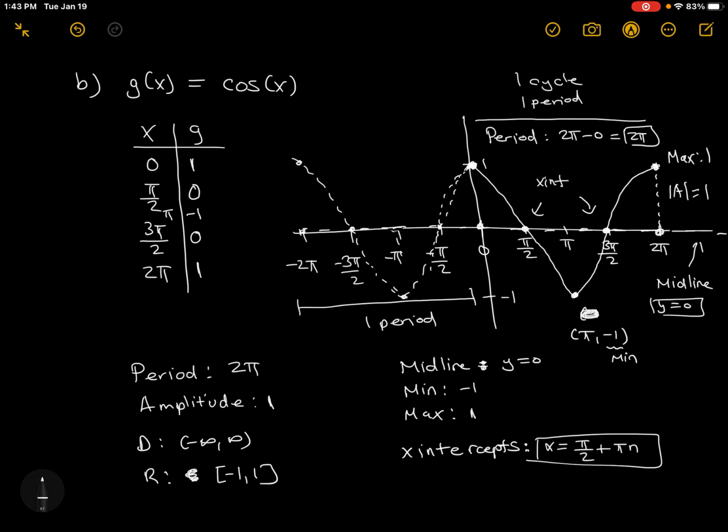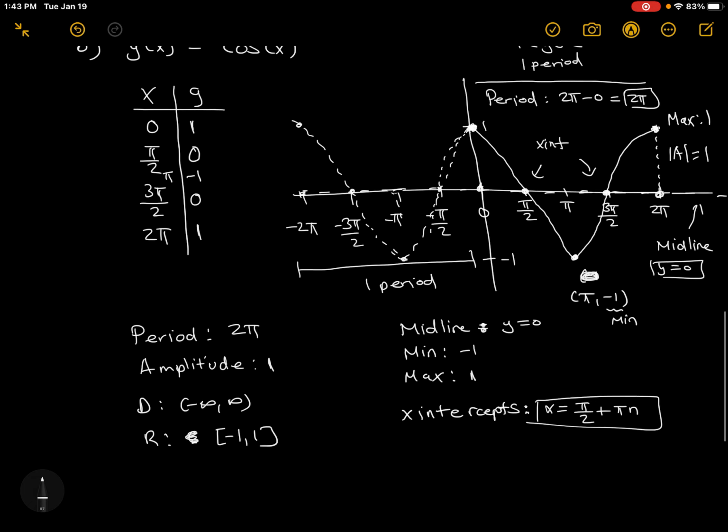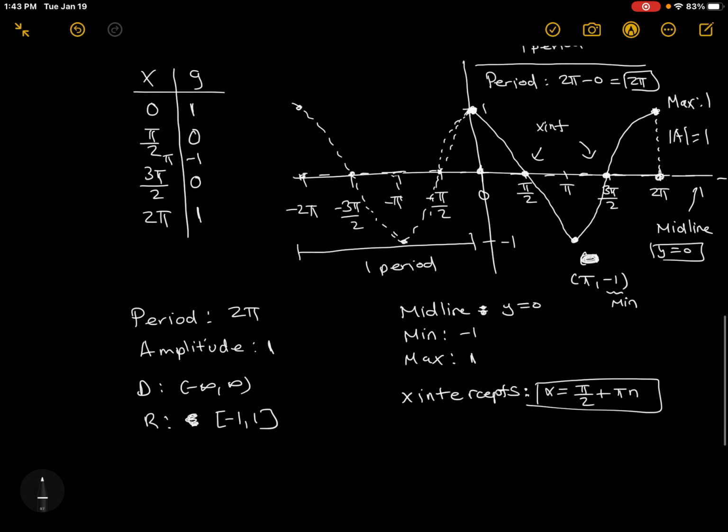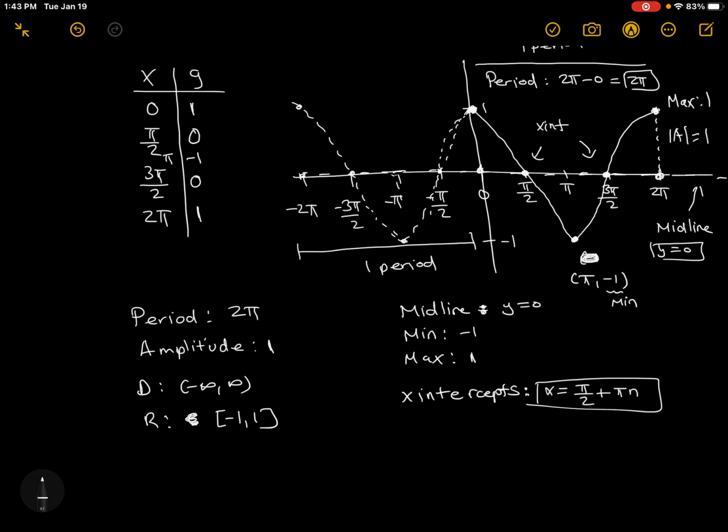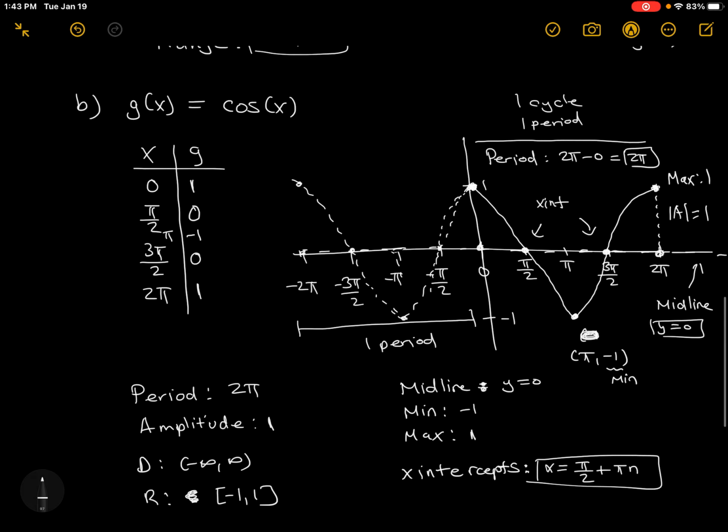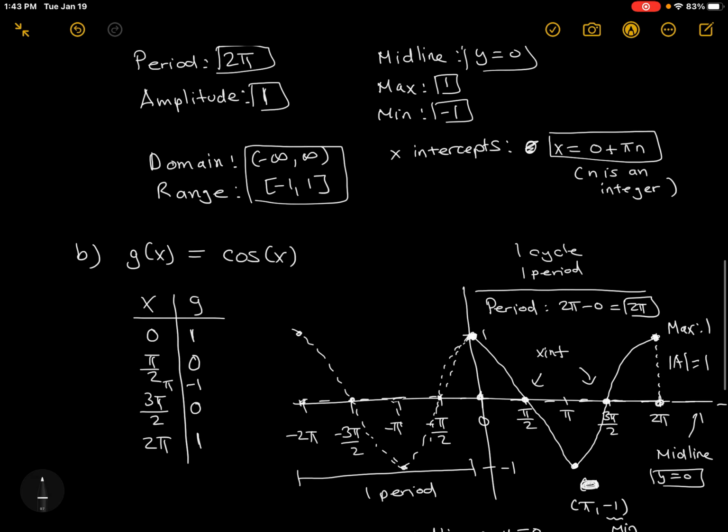So you don't have to write n as an integer on a quiz or test or homework. That's usually implied when in mathematical notation, when textbooks write n, they typically define that n is an integer, especially for trig functions if it repeats. Okay, so we got period, we got amplitude, we got domain and range, midline, min, and max, and we got the x-intercepts. And how's cosine and sine different, right?